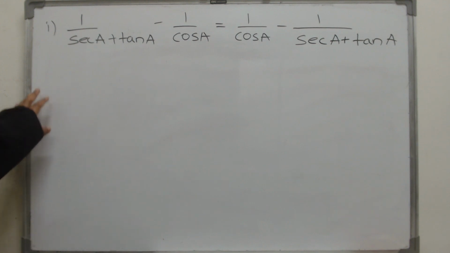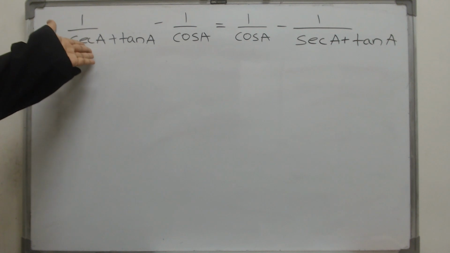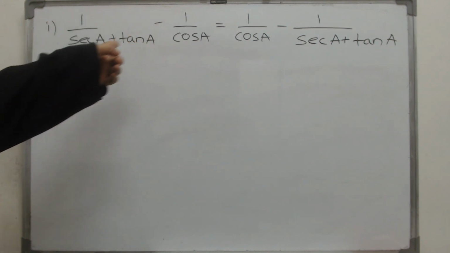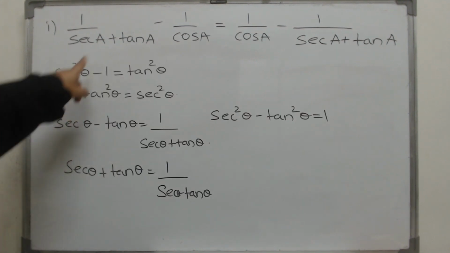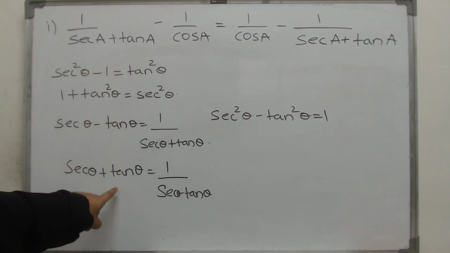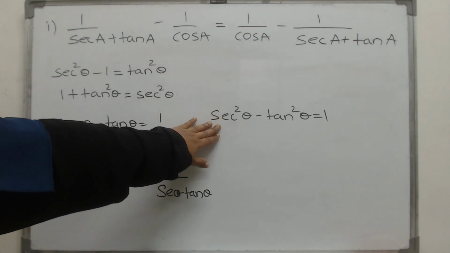In this class, let us solve some trigonometric equations. This is our first question. So what do you see here? Do you see any two trigonometric functions which are related? How are trigonometric functions related? Now these are four equations which you can deduce from this one simple equation.